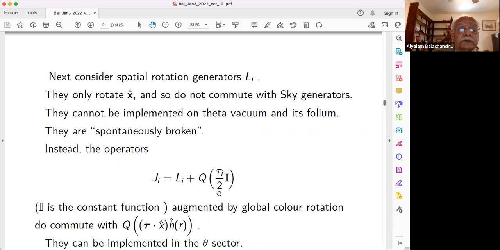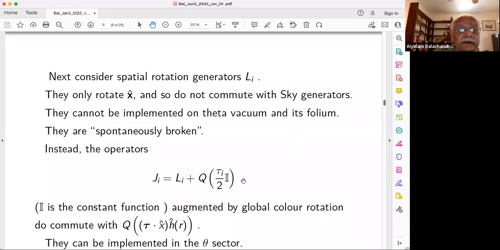So the conclusion is that the standard Poincare group cannot be implemented on the theta vacuum and this folium. Folium is all states you get by applying polynomials to the observables. Okay? So one would say, in technical language, that the Lorentz group is spontaneously broken. Okay? How do I fix this?